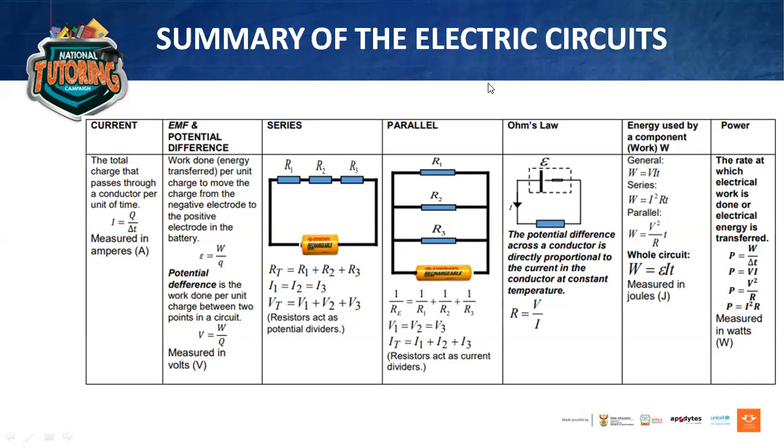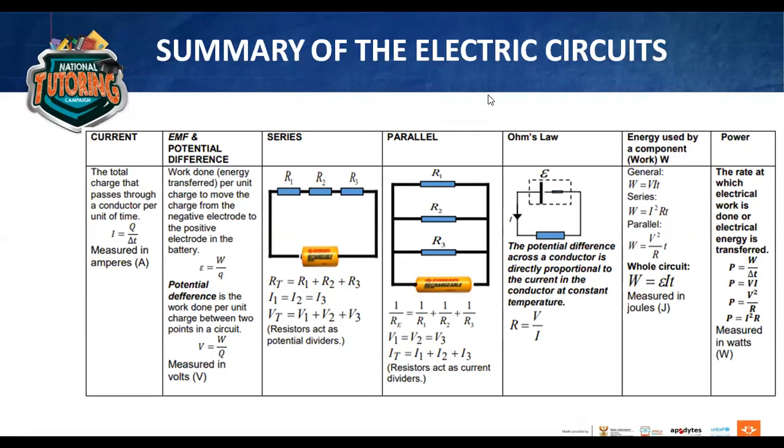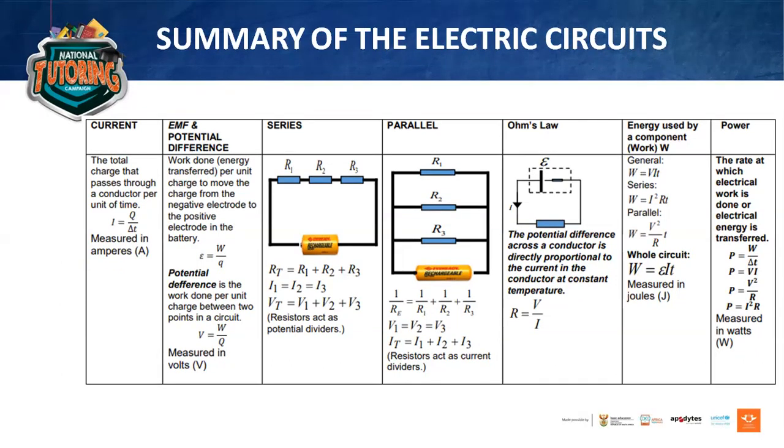And then for power, because we've got work done and we also have power, it's the rate at which electrical work is done or electrical energy is transferred. That is how we calculate our power. Power is work done divided by change in time. So that's our power equation. And P is also equal to VI, like I mentioned before. The difference between work done and power is that here it's VI times T, and this one is just V times I.